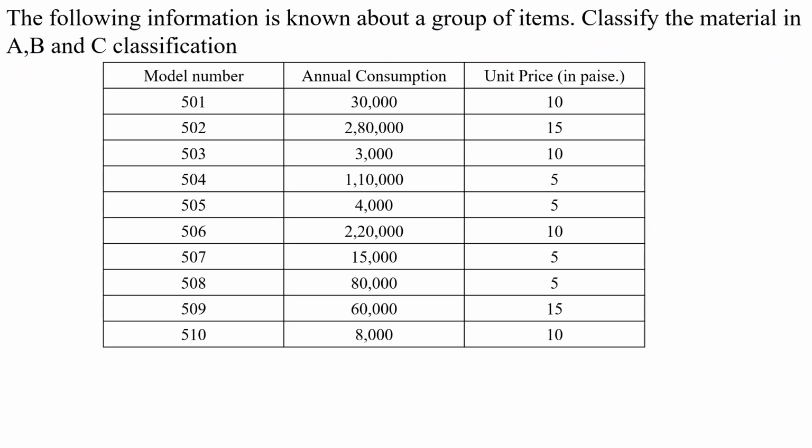The following information is known about a group of items. Classify the material into A, B and C classification. Here the item numbers, that is the model numbers, are given: 501, 502 up to 510. So 10 items are given, and the annual consumption of each item and the unit price, in paise, are also given. So let's see the procedure.